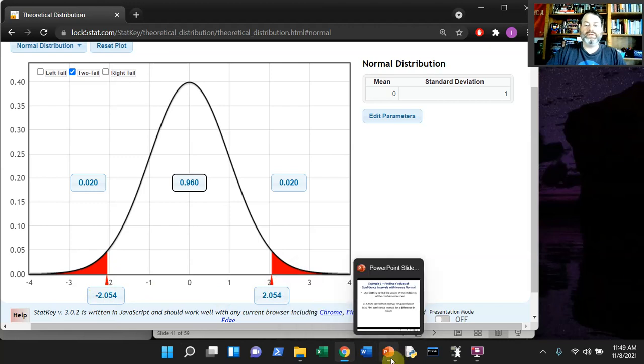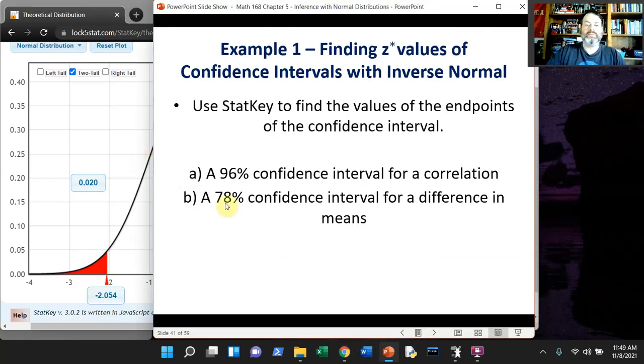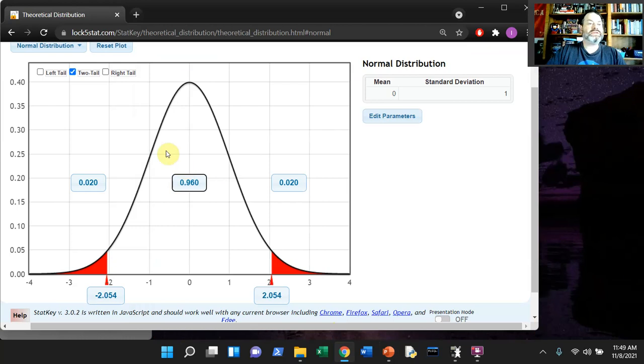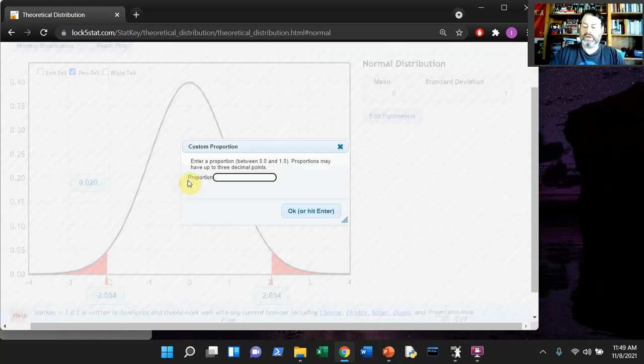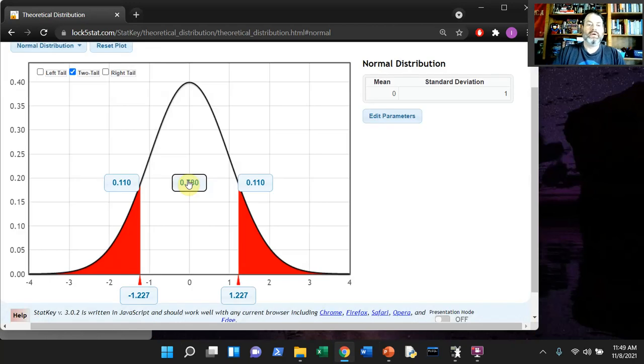Then the other one we wanted to do was a 78% confidence interval, here part B. Notice that I don't care what the parameter is. It doesn't affect the calculation. You just type 0.78, and you're done. 1.227 and negative 1.227. So that's all you have to do in StatKey for finding these z critical values. We're doing t critical values later, but for right now it's z critical. And that's all you have to do.